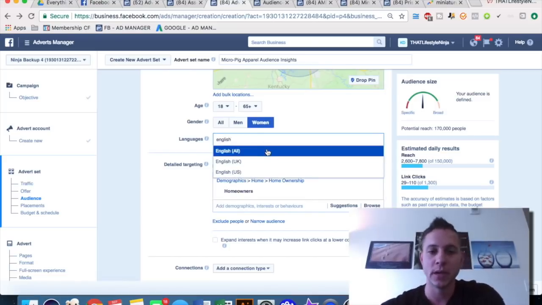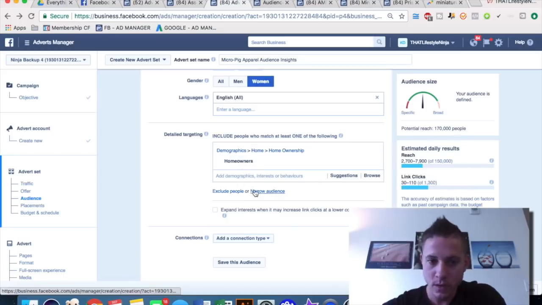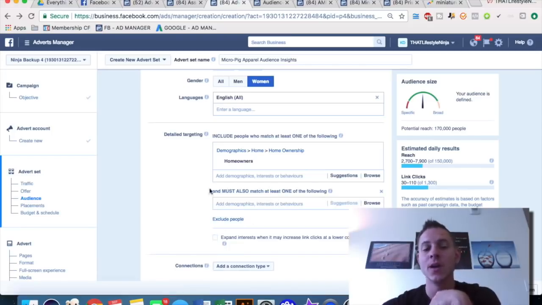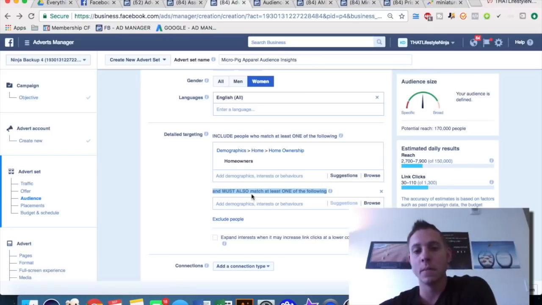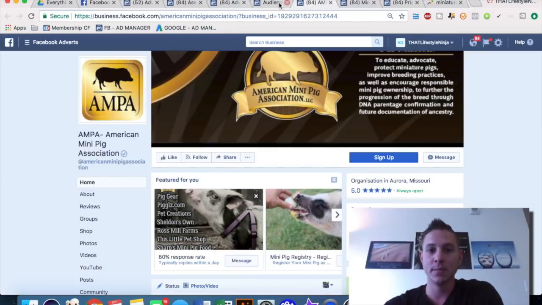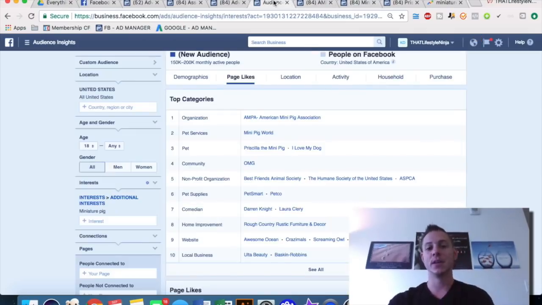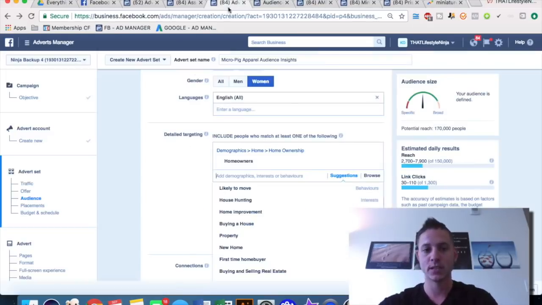So we want people who speak English because I speak English. We want people who own their own home. And if we want to exclude people, we choose exclude. If we want to narrow the audience, we do narrow. And it's very important here to read exactly what this says, right? So, and must also match at least one of the following, right? So we could put all of our different demographics into this one section, and that means that our detailed targeting would be either homeowners or people who like the American Mini Pig Association, or people who like Mini Pig World, but it's not 'and' like, right? Because that's the most important part to notice.